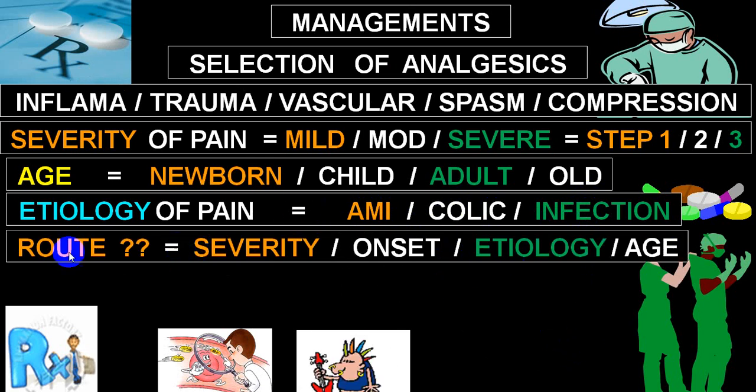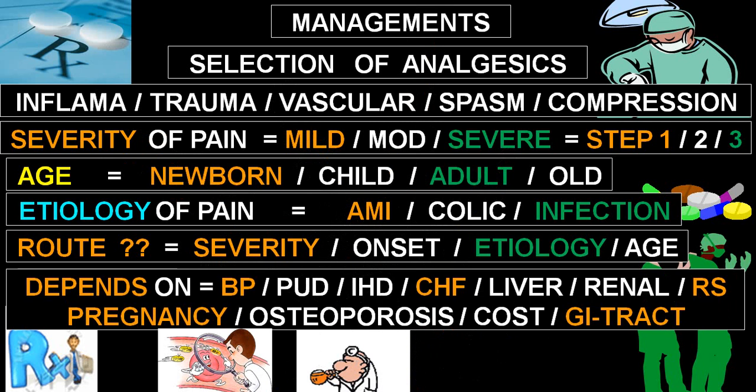The route will be decided, whether oral, IV, intramuscular, per rectum, etc., or a patch, and this can be decided by severity, mild, moderate, severe, onset, acute or chronic, by etiology, age, etc. All these factors will determine it. Even the cost factor should be included.